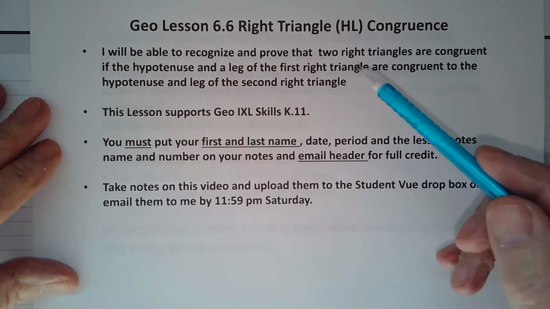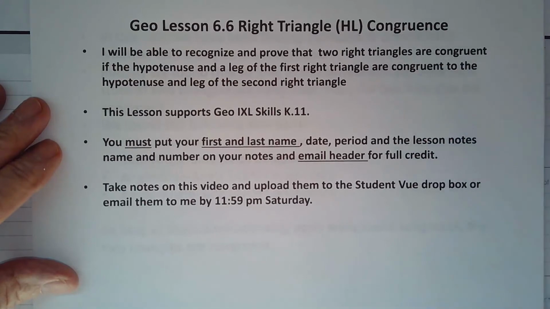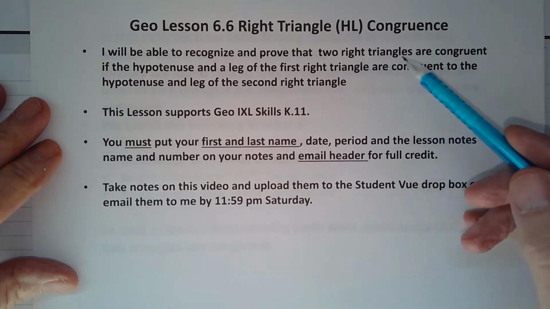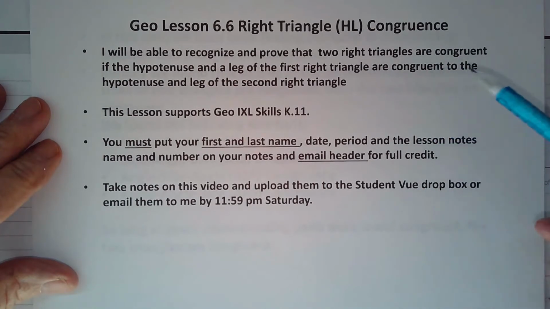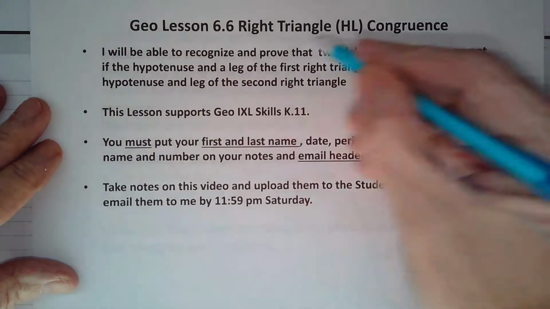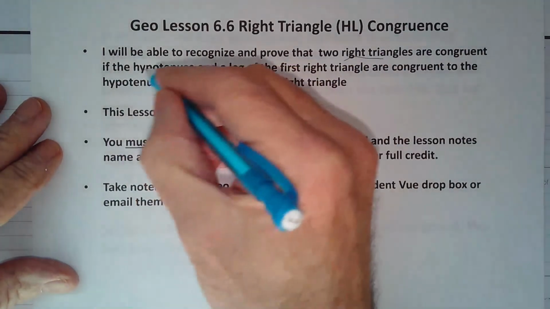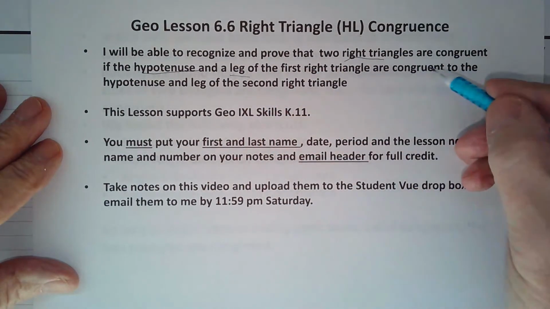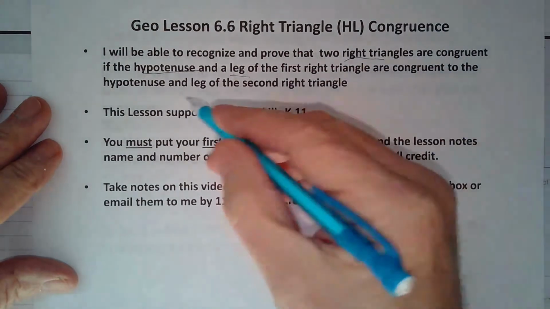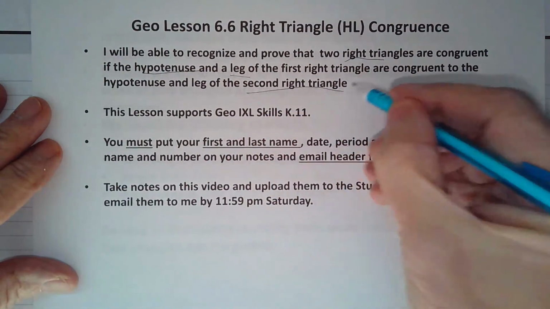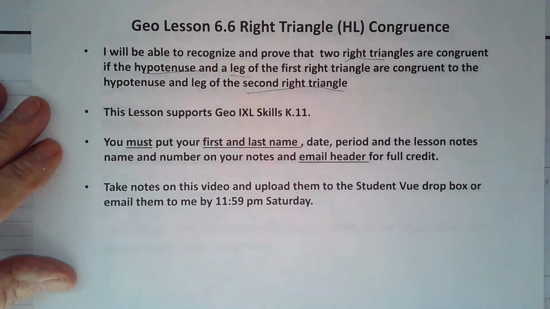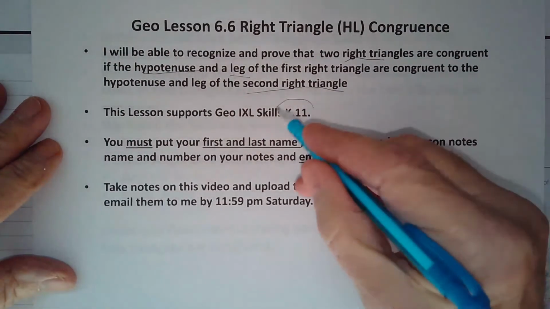By the time you're done, you will be able to recognize and prove the shortcut congruence for right triangles. We're going to prove that two right triangles are congruent if the hypotenuse and a leg of the first right triangle are congruent to the hypotenuse and a leg of the second right triangle. This supports Geometry IXL Skill K11.